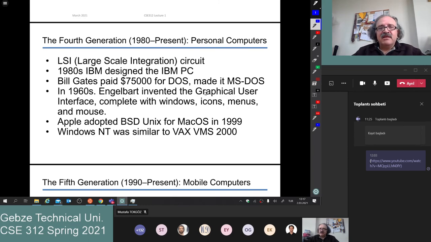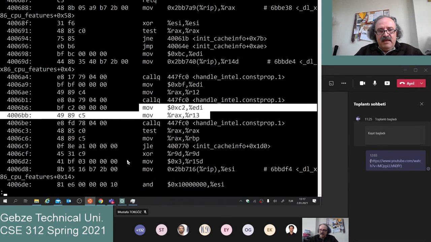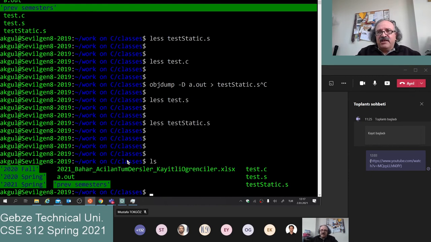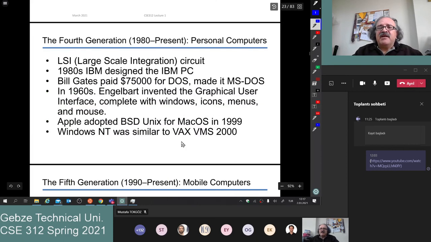But as you know, the first IBM PC's interface was like this. All you can do is type commands like ls and make directory and change directory, etc. They didn't have graphical user interfaces with the PCs because PCs were too weak. They didn't have enough computational power to manage graphical user interfaces. But in the 1960s, somebody named Engelbart invented the graphical user interface, complete with windows, icons, menus, etc. So long before we started using graphical user interfaces on personal computers, either on Windows or the Apple operating systems, the ideas were there.